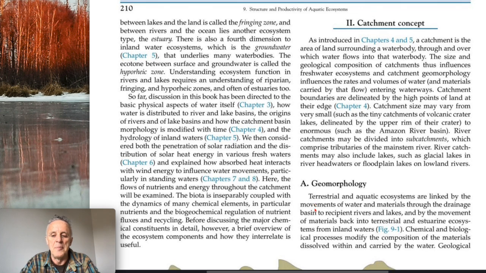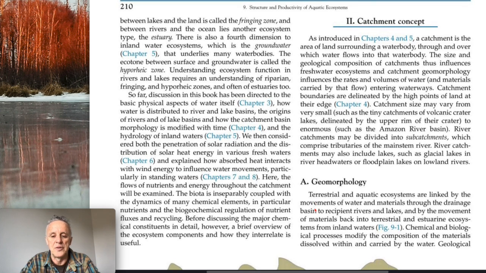Catchment size may vary from very small, such as the teeny catchments of volcanic crater lakes, delineated by the upper rim of their crater, to enormous, such as the Amazon River basin. River catchments may be divided into sub-catchments, which comprise tributaries of the main stem river. River catchments may also include lakes, such as glacial lakes in river headwaters or floodplain lakes on lowland rivers.